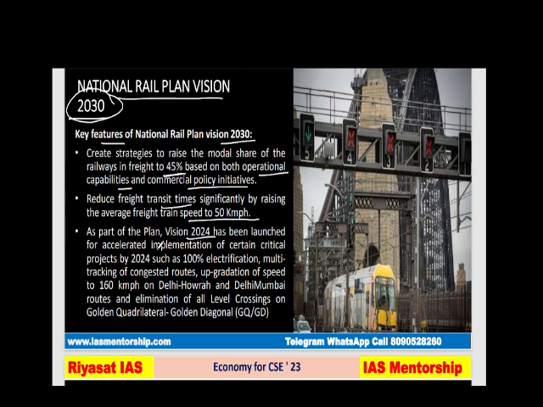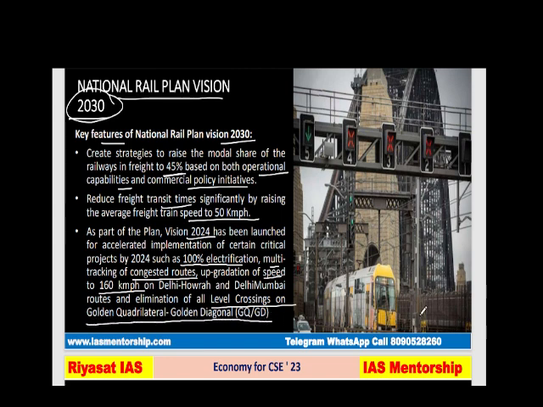has also been launched, and in that we will be focusing on 100% electrification, multi-tracking of congested routes, speed should be increased to 160 km on Delhi Howrah and Delhi Mumbai routes, and elimination of all level crossings on golden quadrilateral, golden diagonal.